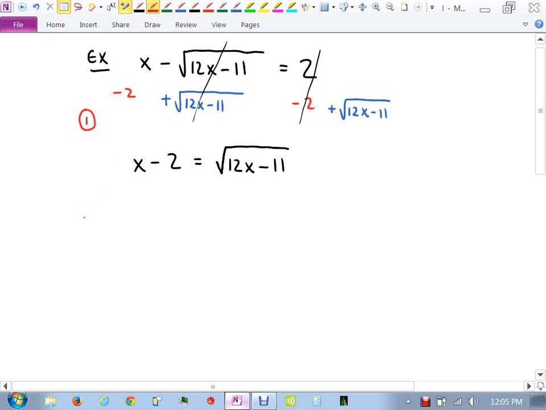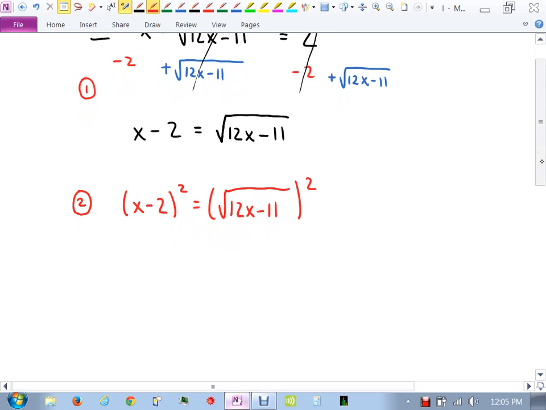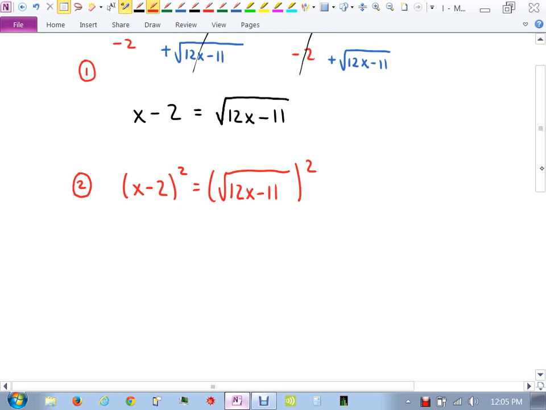Okay, second step, square both sides. So here I come with my parentheses. I'm going to square the left side. Here comes my parentheses. I'm going to square the right side. Now be extremely careful, everyone. Because the left side has to be squared, right? Which means you have to multiply x minus 2 times itself, which does not turn into x squared minus 4. Doesn't turn to x squared plus 4 either. You actually have to do x minus 2 times x minus 2, which means you have to FOIL it out.